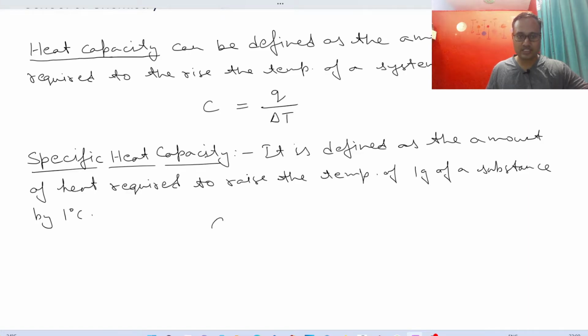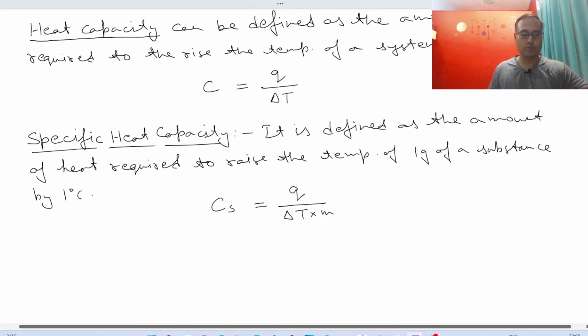It is represented by the symbol Cs, and that can be written as Q upon delta T into mass of that substance, whatever we are taking.